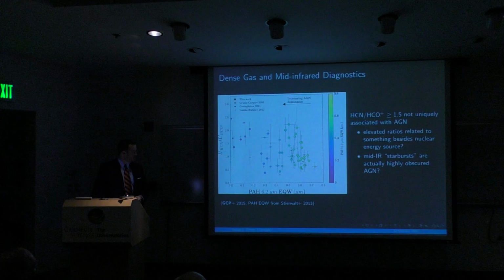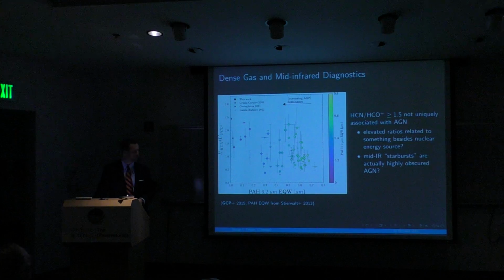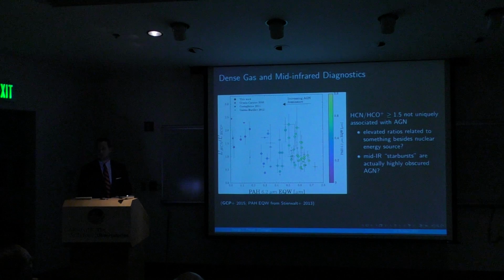So the first thing we did essentially is to take that HCN to HCO+ ratio and compare it with mid-infrared diagnostics of the AGN activity. So I'm showing that ratio as a function of the equivalent width of the 6.2 micron PAH feature. This dust feature is thought to be excited from UV radiation from stars. And then the equivalent width is, of course, comparing it to the strength of the underlying continuum. So that means that when you have a high equivalent width, you have a more substantial contribution from star formation to the mid-infrared, and a low equivalent width, you have a strong continuum from an AGN. So things on the left are AGN dominated, things on the right are pure starbursts, and things in the middle are composite objects.